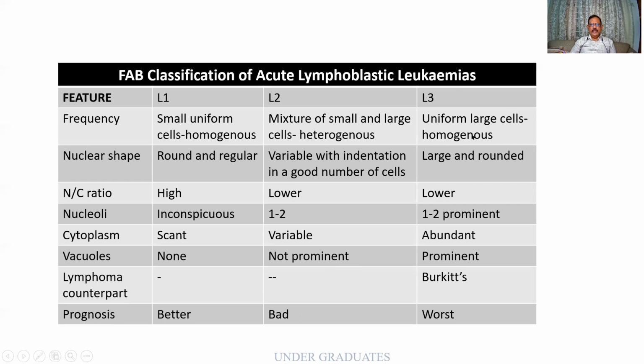Uniformly large cells, homogeneous, and the nucleus is also large. You find that the cytoplasm is a little more abundant, therefore the ratio becomes less. Nucleoli can be present, and the cytoplasm is abundant with vacuolation. The counterpart is Burkitt's, prognosis is worst.